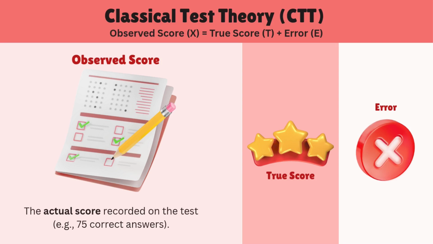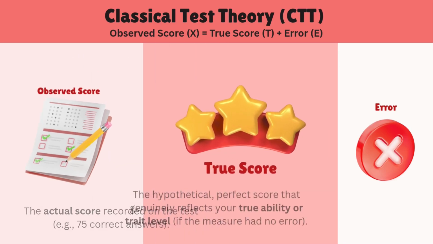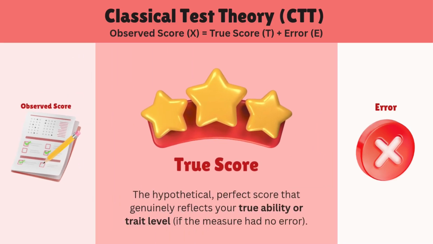Next, the true score is the hypothetical perfect value. It represents the score the test taker truly deserves, reflecting their actual ability, skill, or trait level that the test was measuring. So essentially, this is the score that they would achieve if the test was absolutely flawless and the taker was perfectly focused. So crucially, the true score is unknowable because flawless measurement is impossible. This is because we have the error.